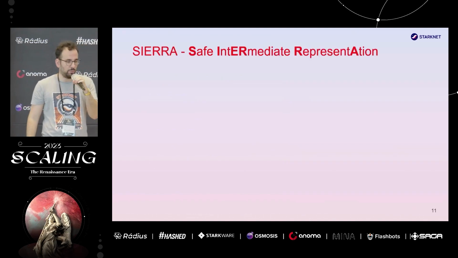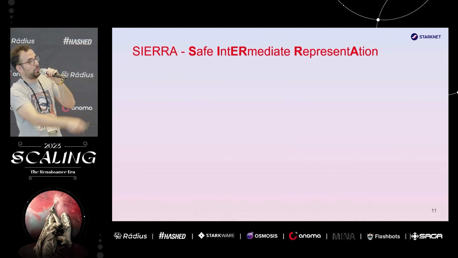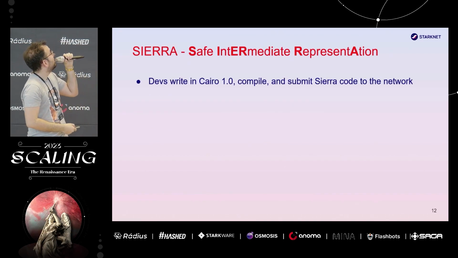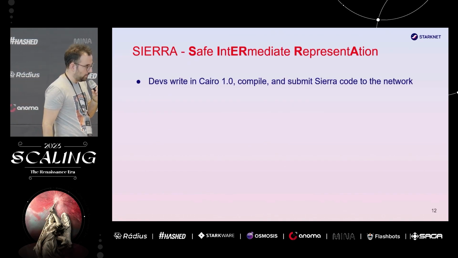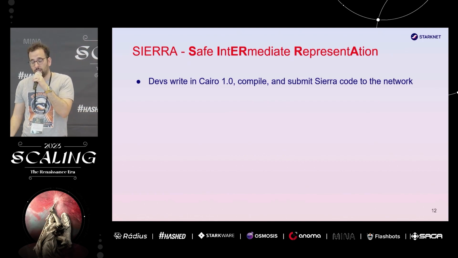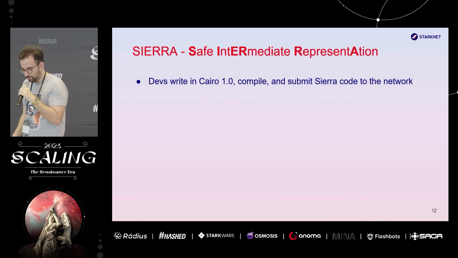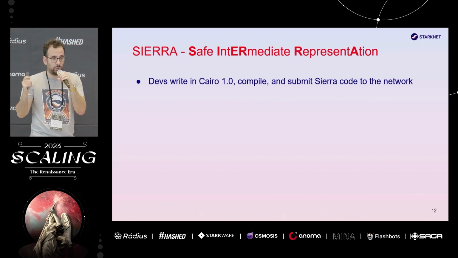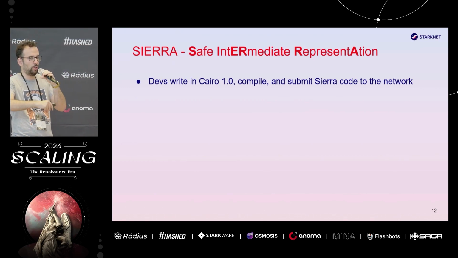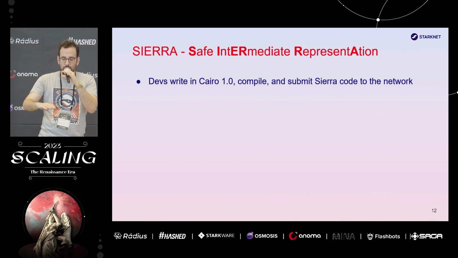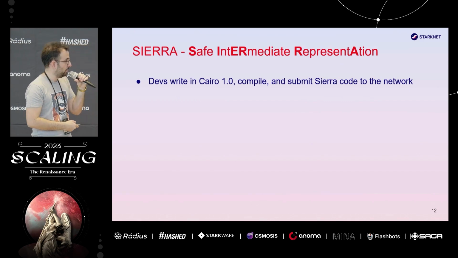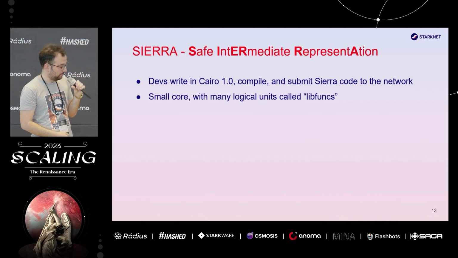Okay, so Sierra, Safe Intermediate Representation. This representation is not unique. You could probably move letters around. Okay, so the process now is that devs write in Cairo 1, they compile it locally, they get Sierra code, and they submit it to the network. This is different from the previous world where users would have sent Cairo Assembly directly to the network. So we sort of have a separating layer between the lowest level that gets proven and user code. And we'll discuss why it's important.